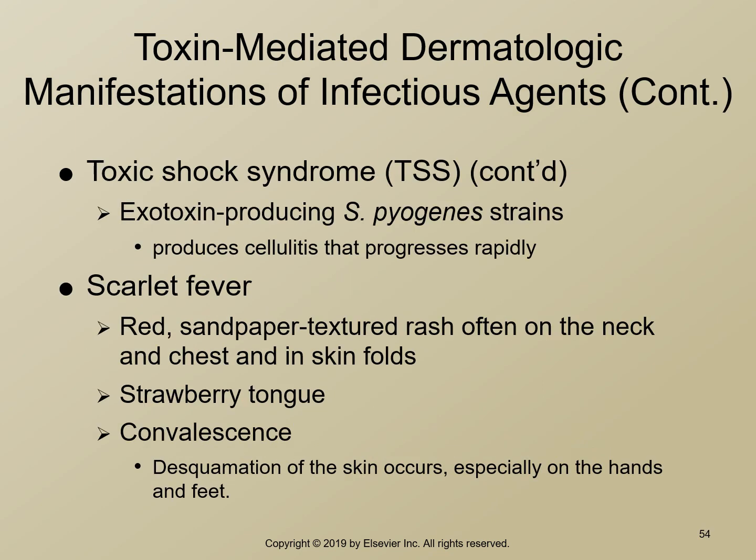It's important to remember that toxic shock syndrome can also be caused by exotoxin-producing group A Strep pyogenes strains. Clinically, the patient will present with cellulitis that progresses rapidly. The portal of entry for Strep pyogenes-associated toxic shock is typically the skin, whereas with Staphylococcus aureus, there are various routes of infection that progress to toxic shock.